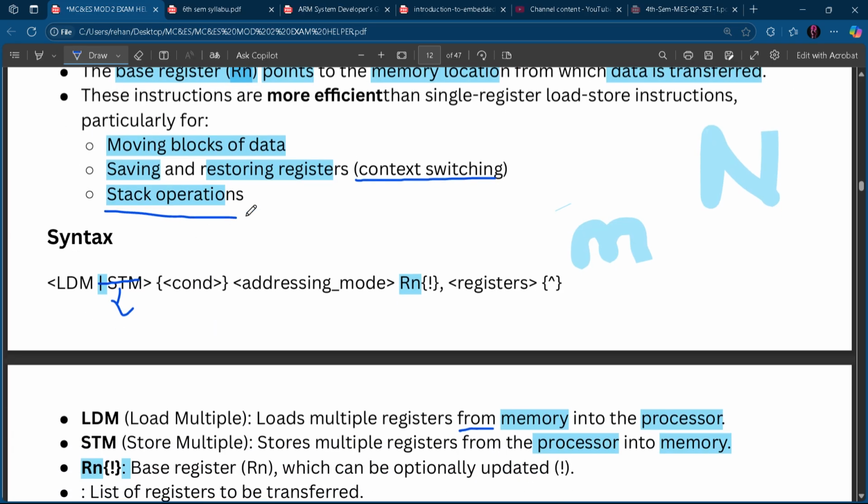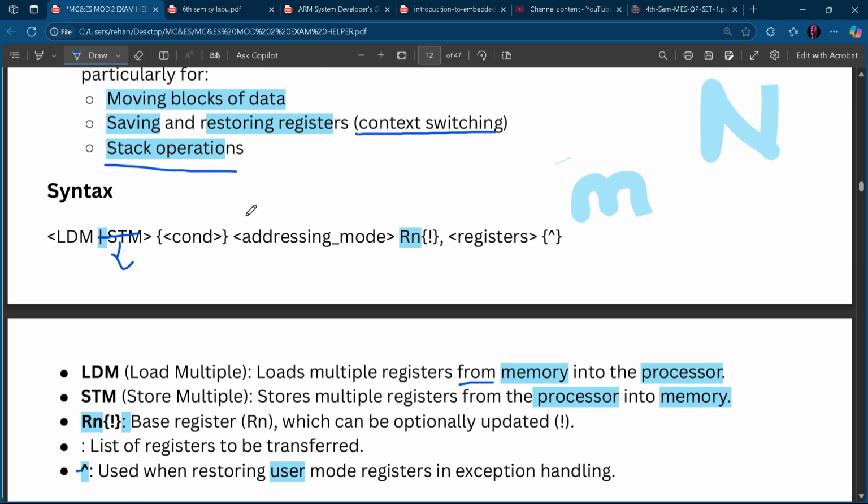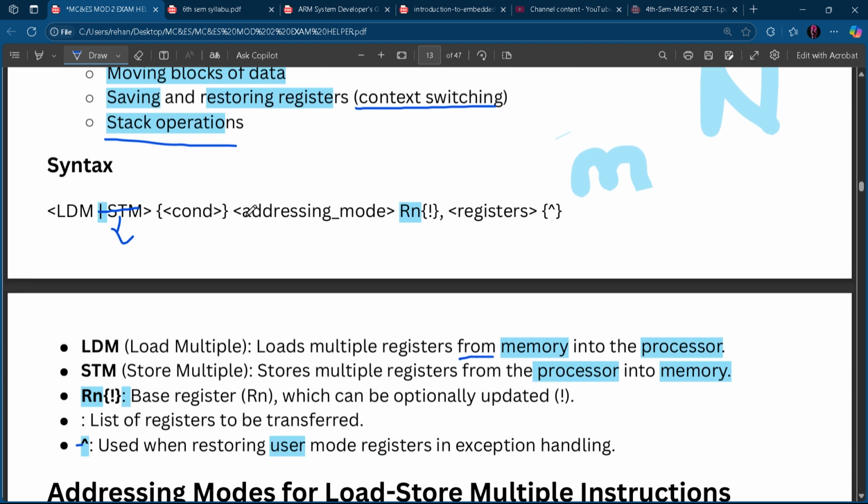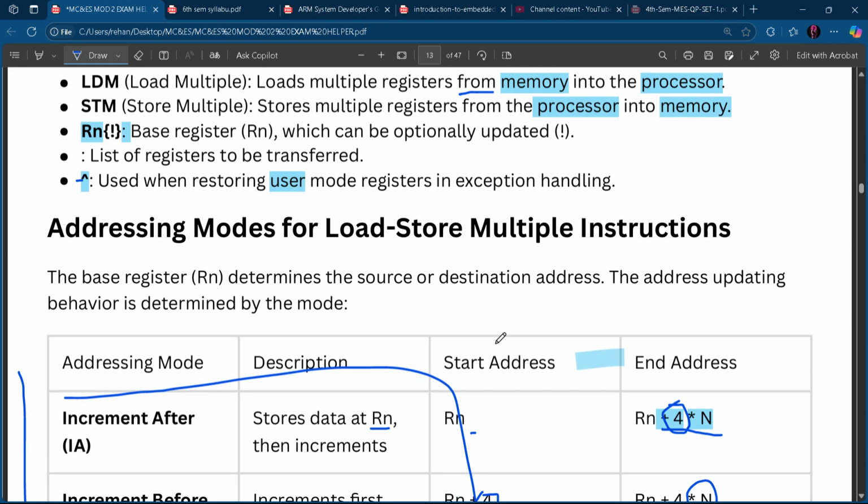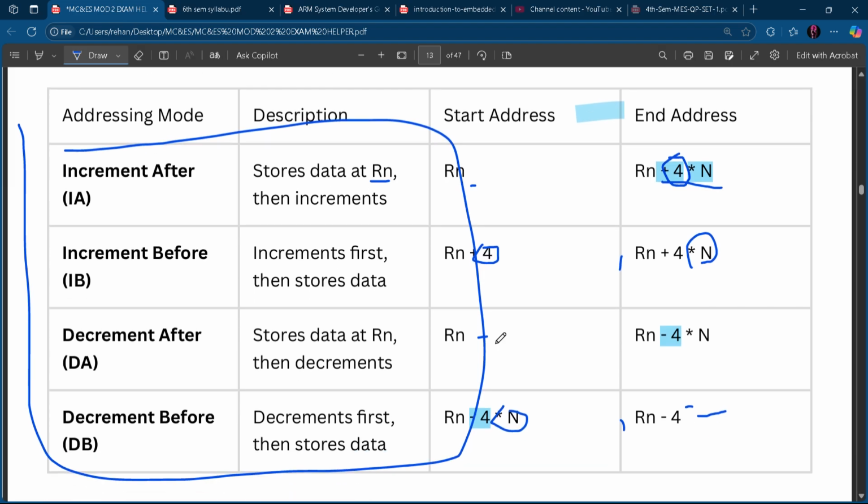You can elaborate stack operations by writing about push, pop and other operations. You can just write about push and pop if you're talking only about multiple registers; if you want to write more, you can write completely in detail about stack operations as well. LDM is load multiple, STM is store multiple. You can just read this, I don't have to explain. We had pre-index with write back, just pre-index, and post. Here we have these four things: increment after, increment before, decrement after, decrement before. Increment after was first: it will store the data and then increment.